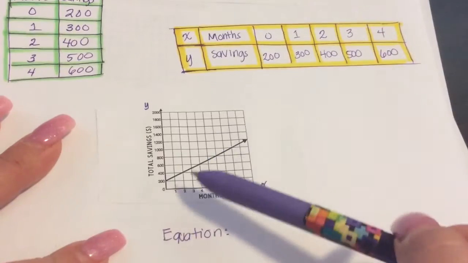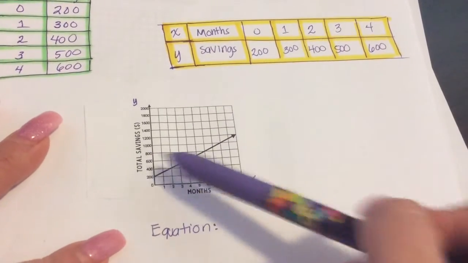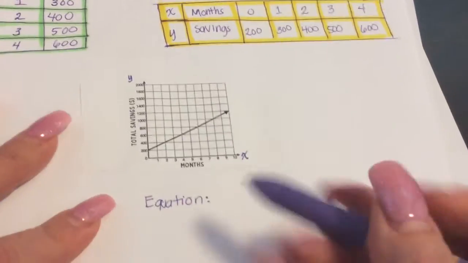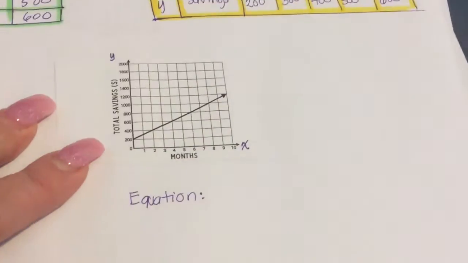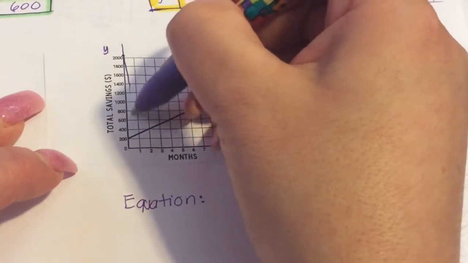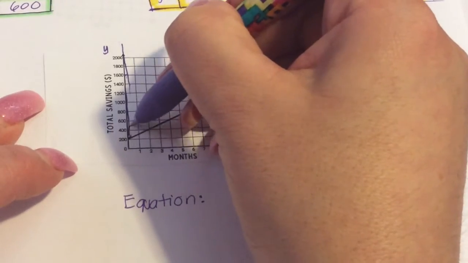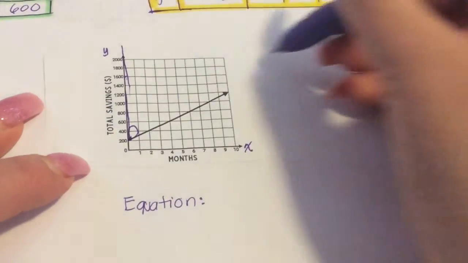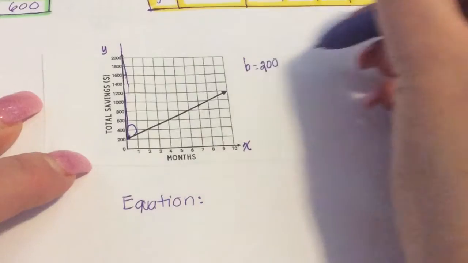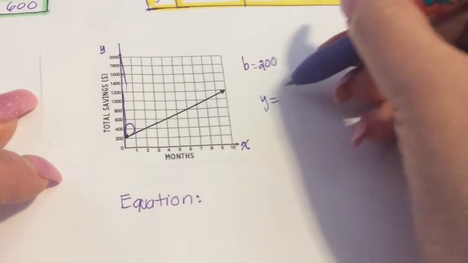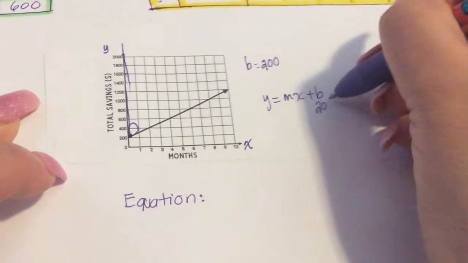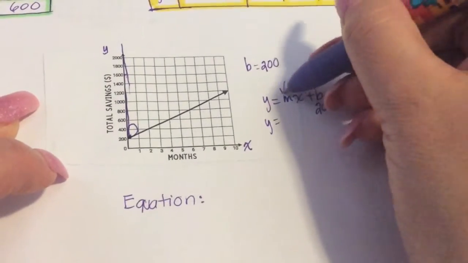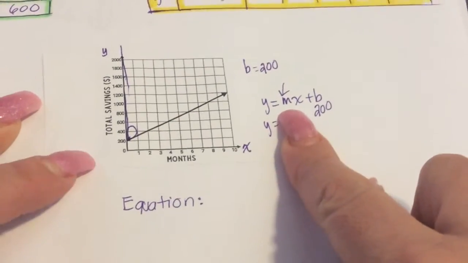Okay, and this is the same example, right? x and y. If I want to write the equation for this, I see that it does not go through the origin. Actually, it starts at 200. So I know that it touches the y-axis here, so the b here is 200. The form that I want to use is y equals mx plus b. So I have b already, and I have to figure out the m. So m is the rate, right?